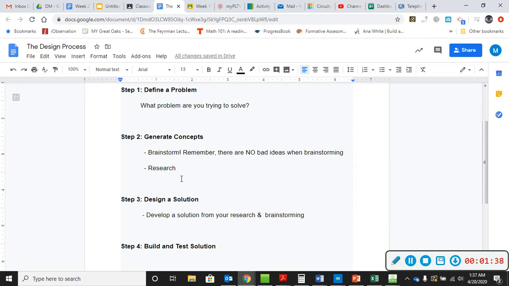Research is also part of generating concepts. Get online, talk to people. What have other people done to try to solve this problem? Or are there similar problems that people have worked on? So look at some other ideas that people have done.